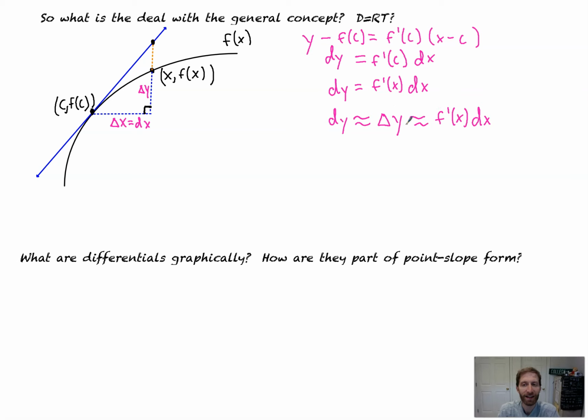Think about it. The change in y is like your displacement or a change in position. Oh, you see where this is going? F prime of x is your rate. It's your velocity. Oh, dx is this change in time. This is all just distance, or displacement I should say, equals the rate times the time. Oh, that is just gnarly and cool.